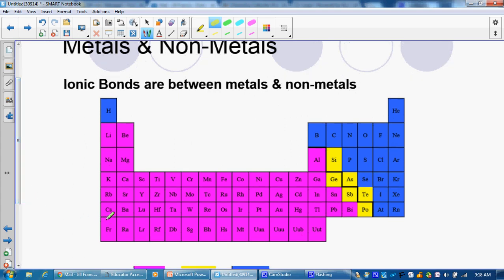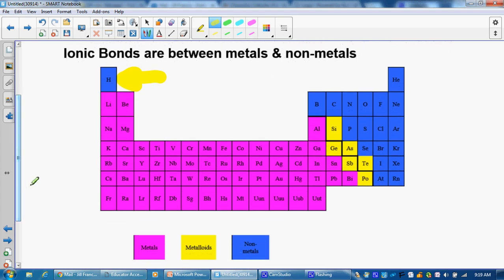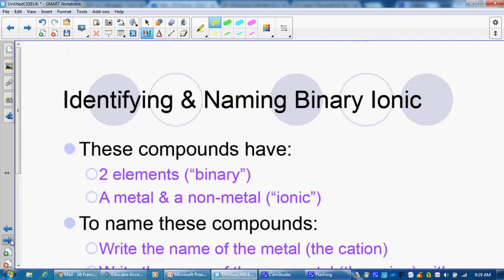Remember here again, your non-metals all are in blue here. You can see that they're all on the right except for hydrogen. Remember that hydrogen is a non-metal, and then all the ones in pink here are your metals. So we're going to take something from the left-hand side of the periodic table and bond it to something to the right-hand side. Once in a while you'll have hydrogen involved too. Just remember it's a non-metal.